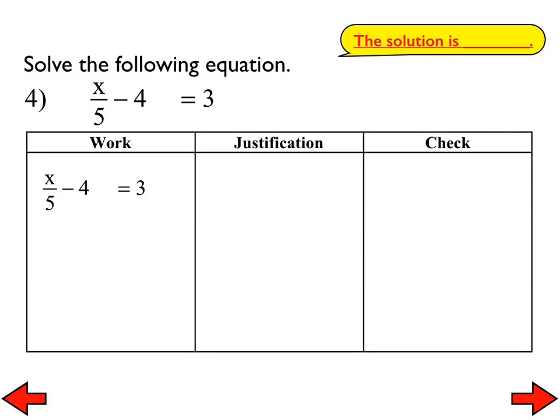So in this one, let's go through this quickly. We need to add 4 to both sides. The check is making sure that these two things are opposites. And if they're not, you're not doing the right thing.